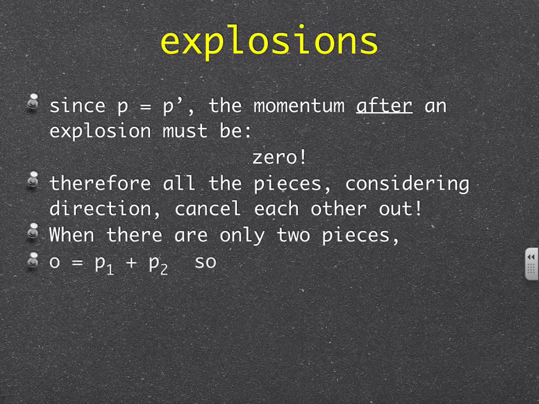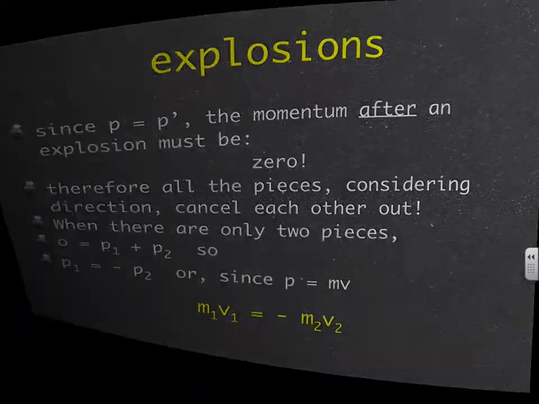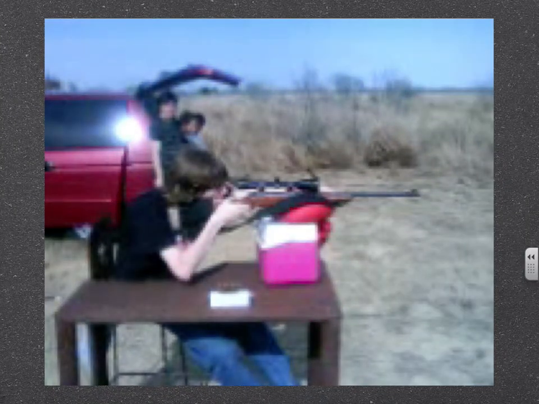So if there's only 2 pieces, we say we had nothing beforehand, and afterwards these two have to add up to nothing, which means P1 is equal but opposite to P2. But then, of course, since P equals MV, P1 will turn into M1V1, and P2 will turn into M2V2.